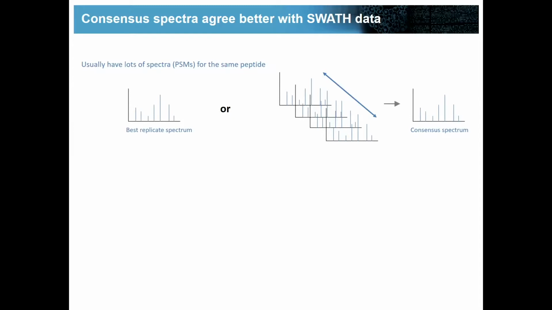And there's basically 2 choices here. The simplest thing to do is I'm going to take the best replicate spectrum, the highest scoring in terms of the search engine score. I'm going to take that and throw away all the other ones. Or you can make a consensus, right? So you can do some kind of averaging over these different spectra and get a consensus spectrum.